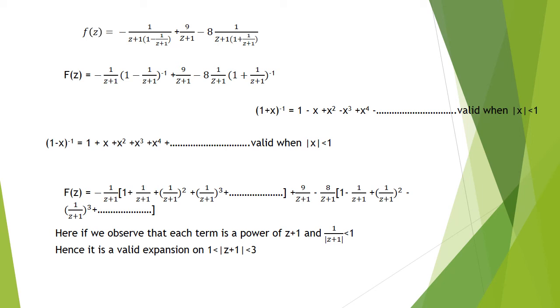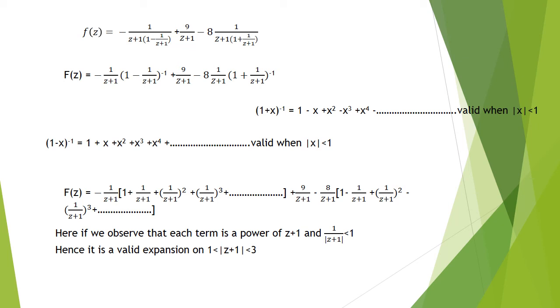Similarly, the third term we will expand by using (1 plus x) whole power minus 1, which is 1 minus x plus x square minus x cube plus x power 4 minus and so on. So now we will expand the first term, (1 minus x) whole power minus 1. So 1 plus 1 by z plus 1, plus 1 by z plus 1 whole square, plus 1 by z plus 1 whole power 3, plus so on. Because it is a 1 minus x expansion, all terms of the expansion will be positive.